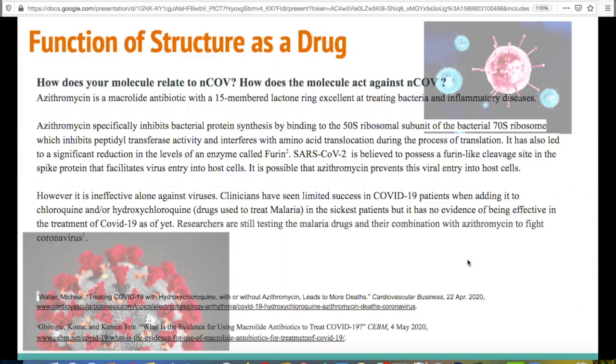Specifically, azithromycin inhibits bacterial protein synthesis by binding to the 50S ribosomal subunit of the bacterial 70S ribosome. This binding inhibits peptidyl-transferase activity and interferes with amino acid translocation during the process of translation. This is the process that forms peptide bonds between two adjacent amino acids in the synthesis of the bacterial proteins.